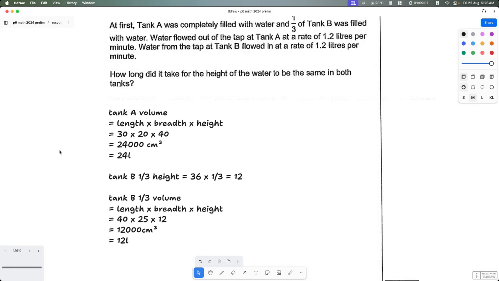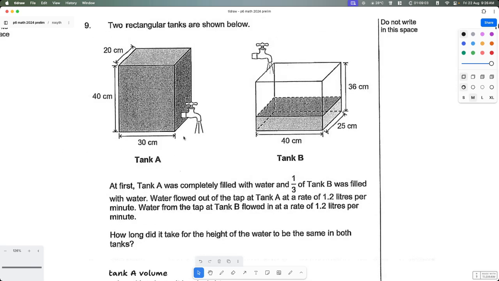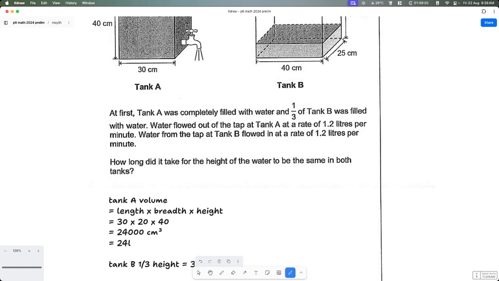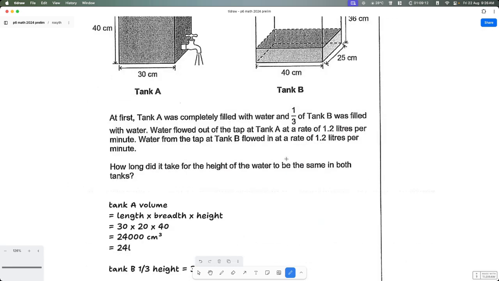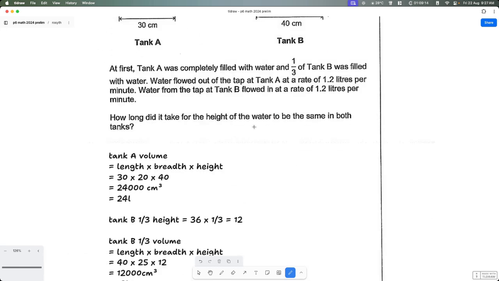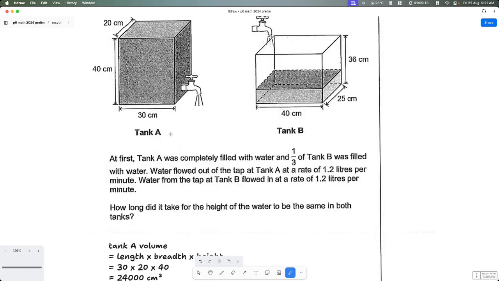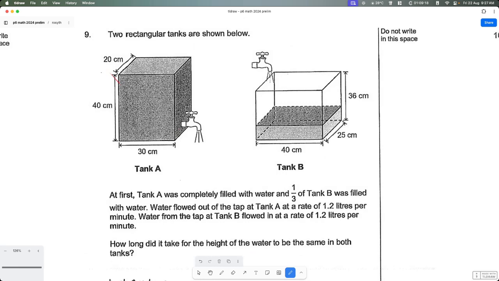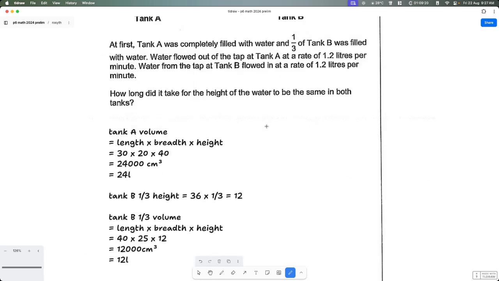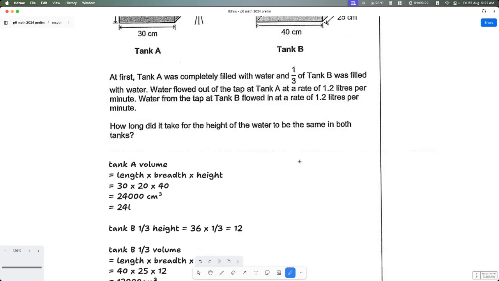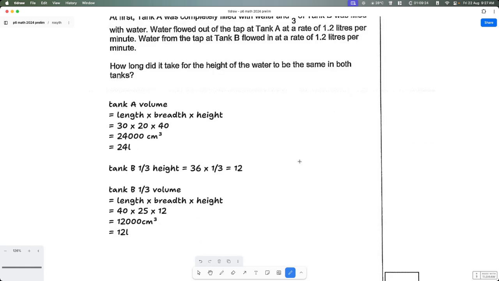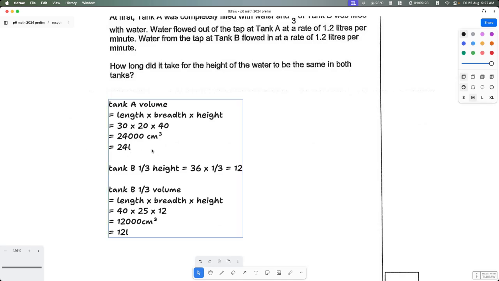All right, so now we know the current tanks' volume. The next thing is, how long did it take for the height of water to be the same in both? Tank B height is currently 12 and tank A height is currently 40. So what is the rate that they will be increasing or decreasing in terms of height? So we need to know the base area.